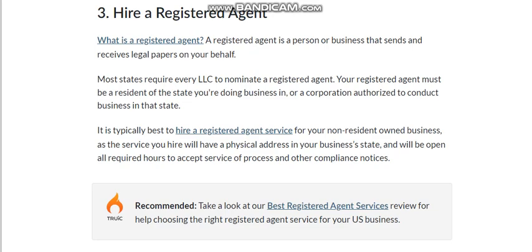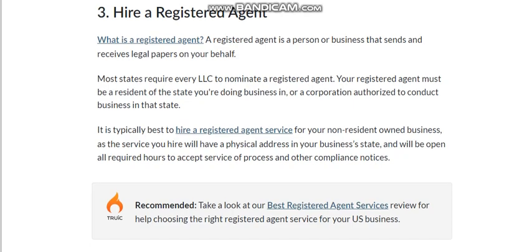It is typically best to hire a registered agent service for your non-resident owned business, as the service you hire will have a physical address in your business's state and will be open all required hours to accept service of process and other compliance notices.